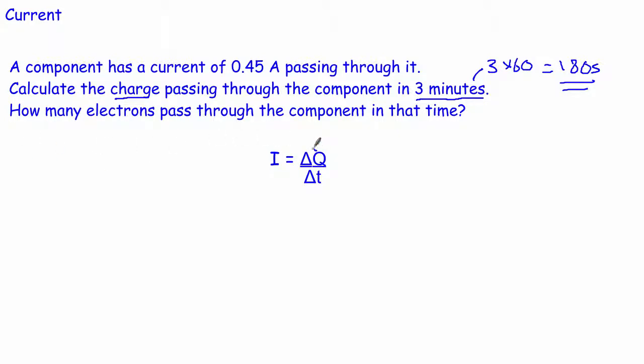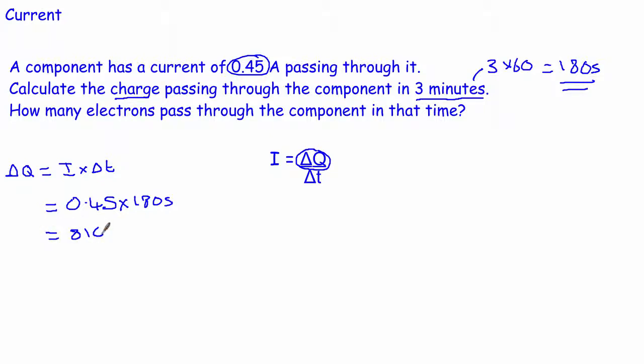I want to know what this charge is. So if I rearrange my equation, I get my charge is simply equal to the current times the time. If I put my numbers in, the current's 0.45 amps times my time, which we've worked out to be 180 seconds. And if I do that on my calculator, I end up with a charge of 81 coulombs. So 81 coulombs of charge pass that point in my wire.